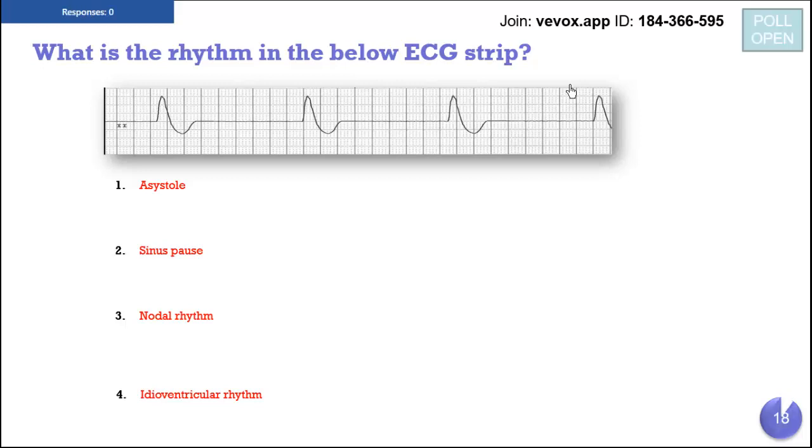I need 20 people to respond, please. 21. 19. The same 2 people. I'll find you. I'll find you. 2 people are not participating. I don't know why. Okay, time is up.